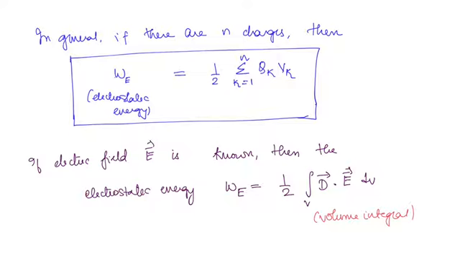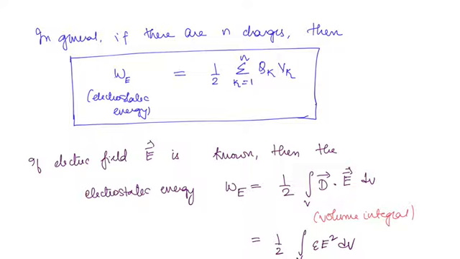We know that D and E are in the same direction, right? So D is equal to epsilon E. So you can write 1/2 integral epsilon E squared dV. Here you can see that it is no more a vector, just a magnitude, because we have evaluated the dot product. We don't have to consider the vector, only the magnitude is enough.